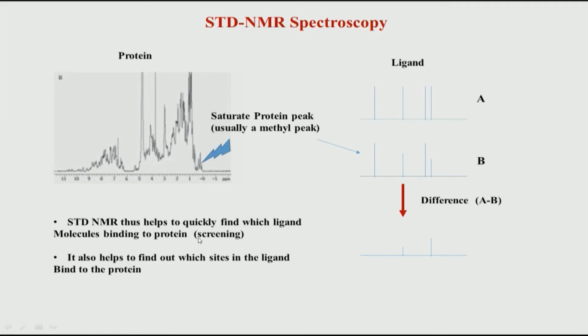So, you can set up an automated screening process where you pass each and every molecule through this process, and we can quickly figure out which of the ligands bind, because this is typically not more than a few seconds, maybe a maximum 30-second experiment. So, in half a minute, or a minute at the most, you are able to figure out which molecule in your library binds to the protein. And not only that, it also helps you find out which sites in the ligand bind to the protein, because there will be site-specific differences in the saturation.